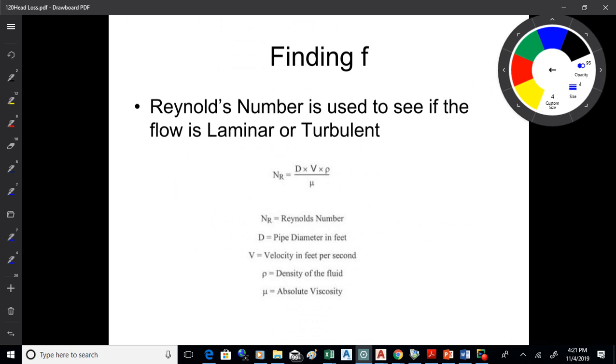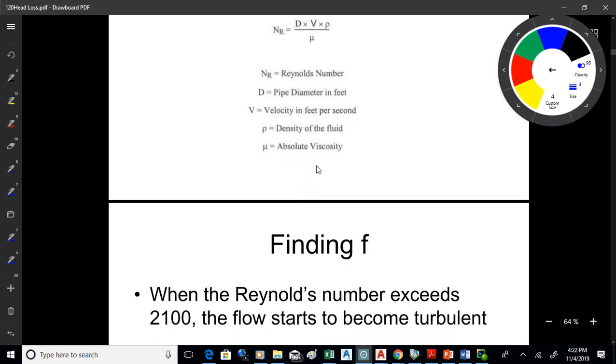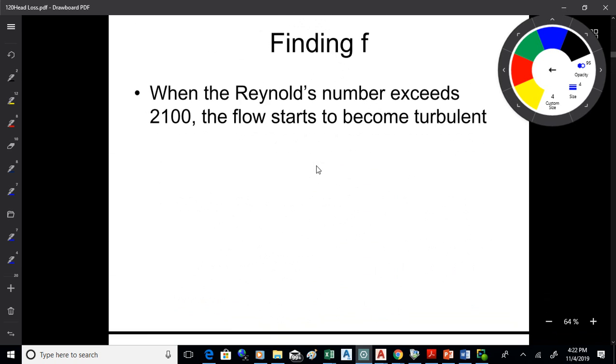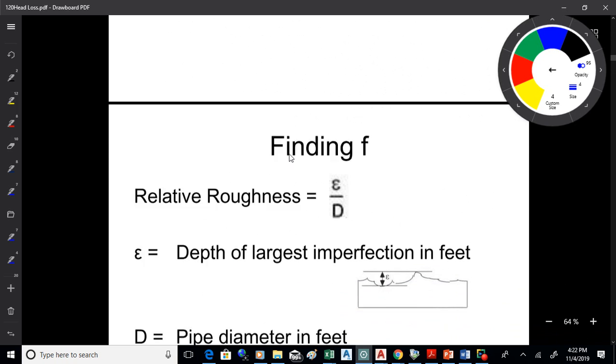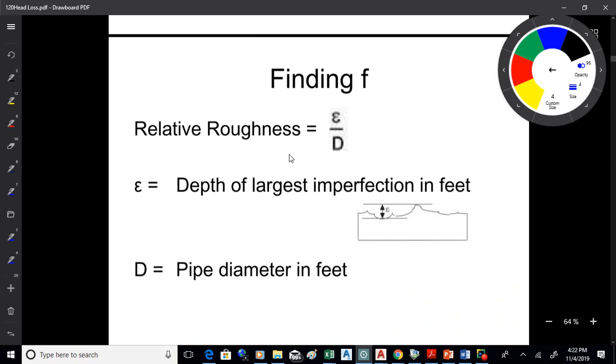Reynolds number is the diameter of the pipe times the velocity times the density over the viscosity, okay? Now there's a table on page 58 that we can use to find these values. Okay, so that's on page 58. That's where you go to find the density and the viscosity so you can calculate the Reynolds number. Now when the Reynolds number is bigger than 2100, the flow starts to become turbulent. Okay, so one step in finding this f factor is to find the Reynolds number.